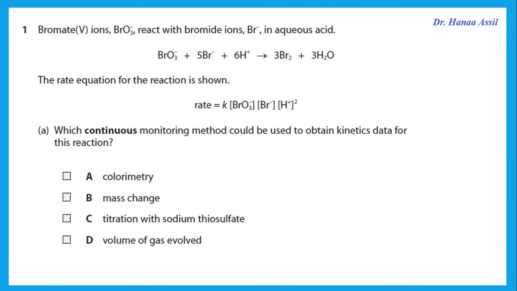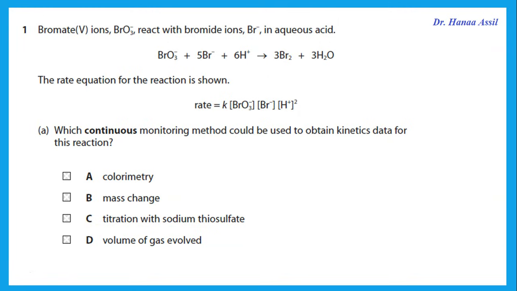It said, bromate ions react with bromide ions in aqueous acid, and we are given the rate equation. According to the rate equation, the rate is first order with respect to bromate, first order with respect to bromide, and second order with respect to H+. The first part says, which continuous monitoring method could be used to obtain kinetics data for this reaction?